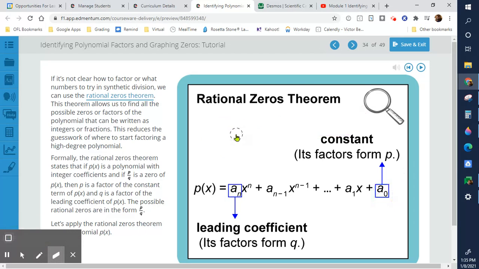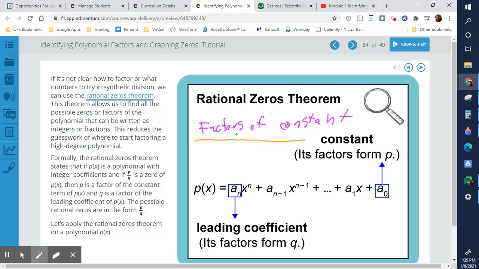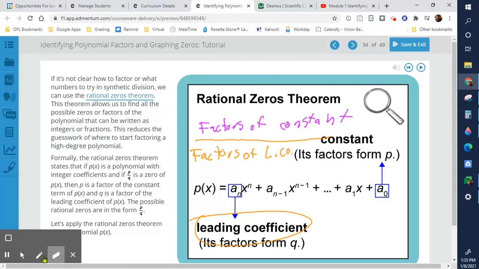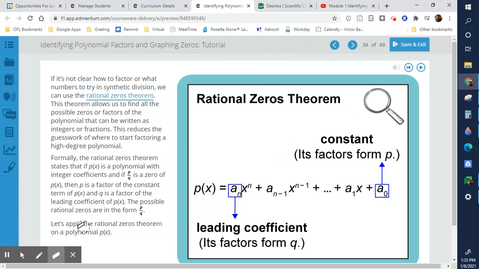of the leading coefficient. I'll just call it L, leading coefficient. So we'll see what that is. This shows us potential zeros. It doesn't show us all zeros, but anything that is a zero will be from that type of fraction.